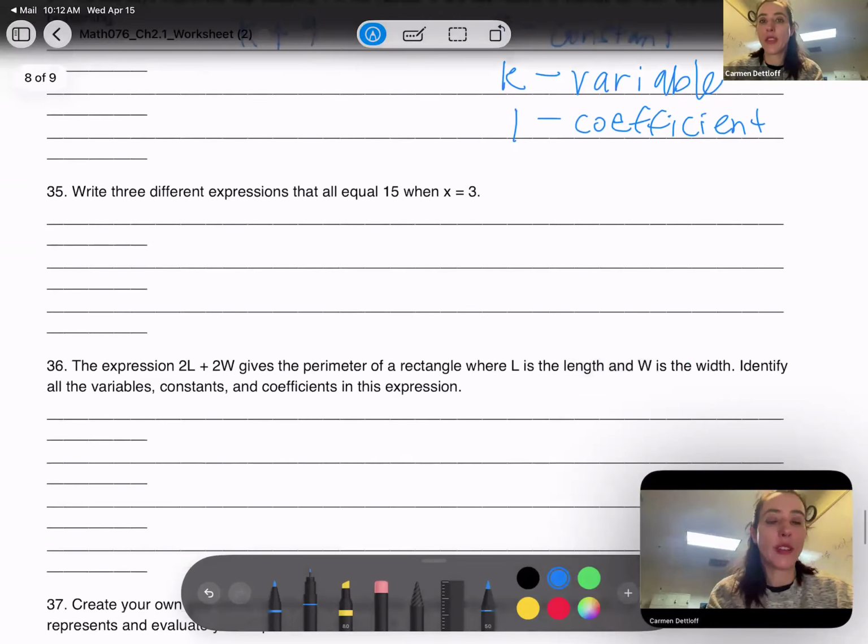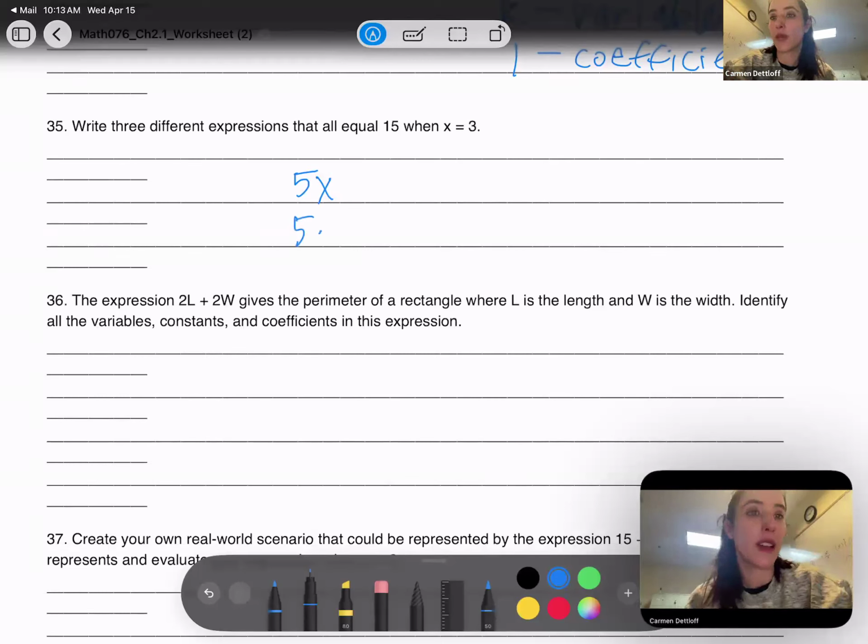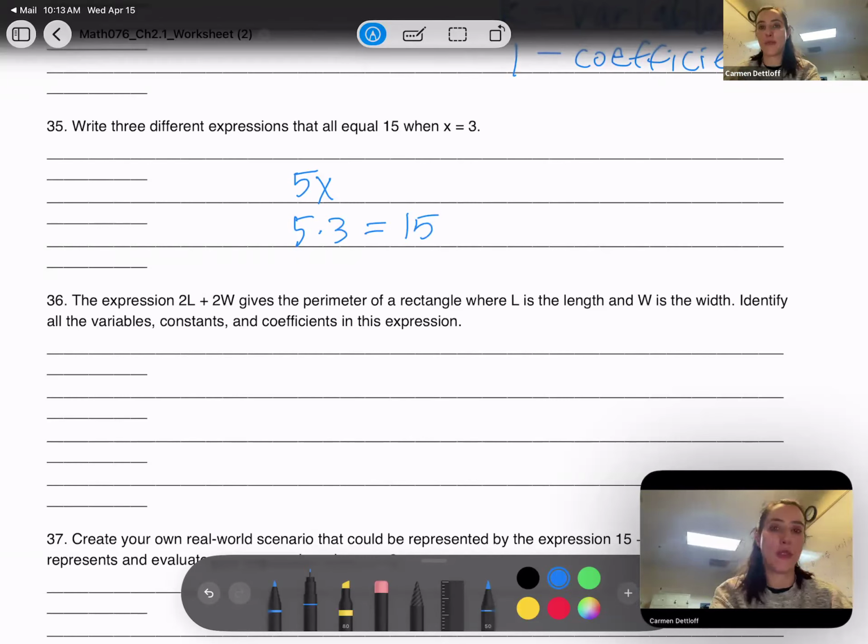Okay, number 35: three different expressions that all equal 12 when x is 3. I will write one, and then you all can write two on your own. Write an expression when x is 3. The answer will be 15. I'm going to say 3 times 5 is 15. So if my expression is 5 times x, when x is 3, I get 5 times 3, which equals 15. So this is one example, and you can come up with some more.